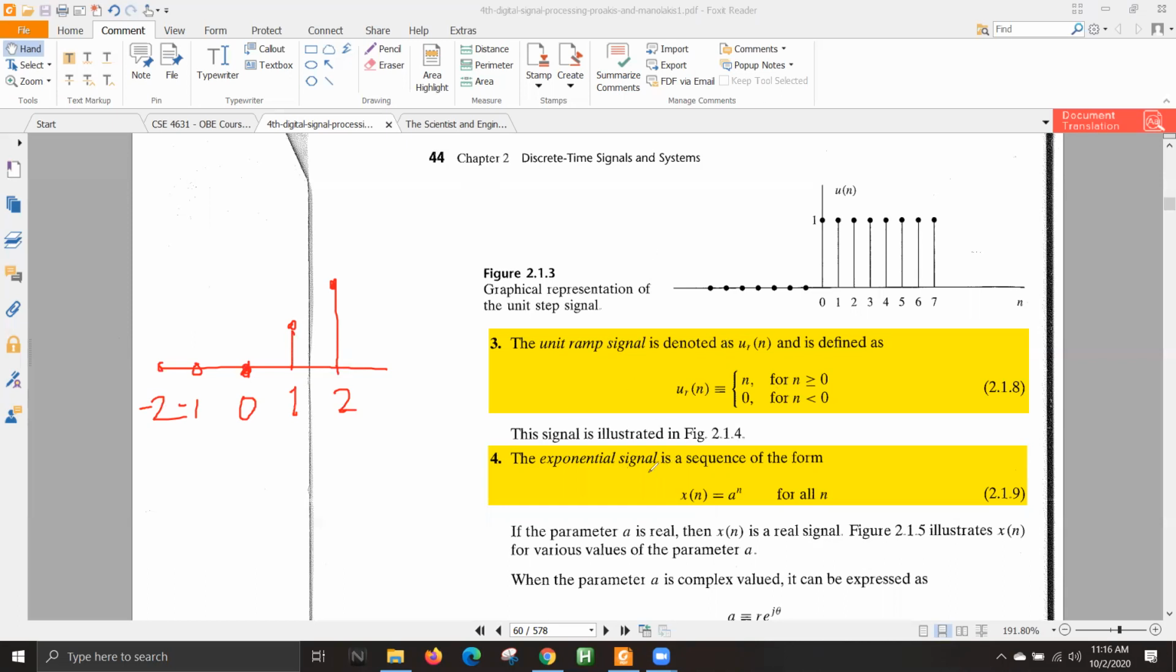All right. And then we have the exponential signal. That is some value to the power n, where n is the sample number. So as the sample number increases, the values increase exponentially. The ramp signal increases linearly, but the exponential signal increases like this. So these are all the primary signals. Any other signal can actually be decomposed into these signals. But among them, the most important one is the impulse signal.